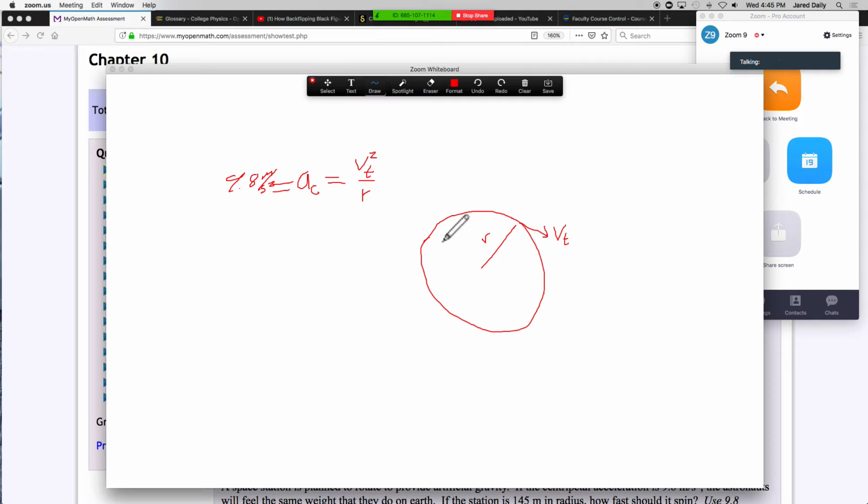So we start off with 9.8 meters per second squared, and they tell you the radius, and then you solve for the tangential velocity. Then in the second part, they tell you the tangential velocity, and you solve for the radius. Just this equation twice.